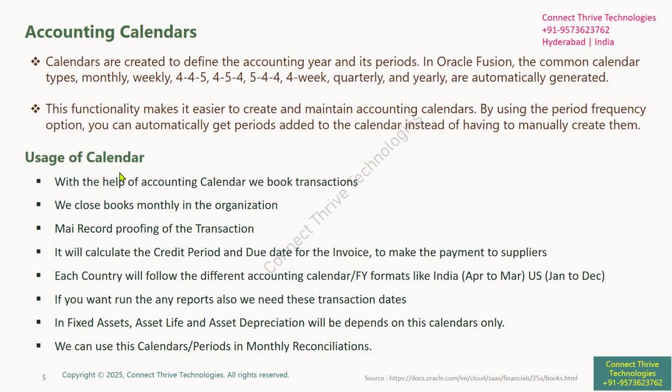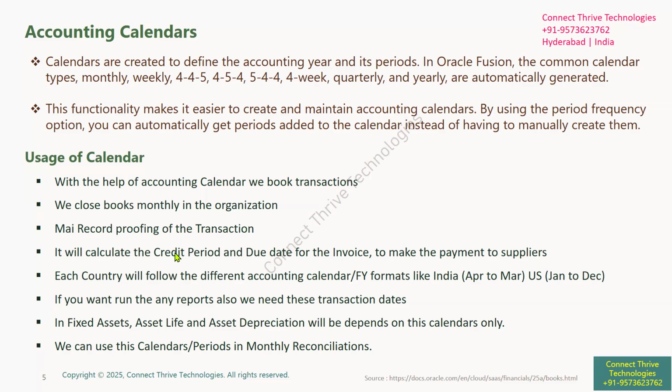So the next usage: with the help of the accounting calendar, we book the transactions and we can close our monthly books in the organization, with record proof for the transactions. I mean to say, when we initiate a payment to the supplier, we should have the proper date, or else the supplier will come back saying, for such and such invoice, I didn't receive the payment. If we have the date the payment was done as a record proof, we can show it to them.